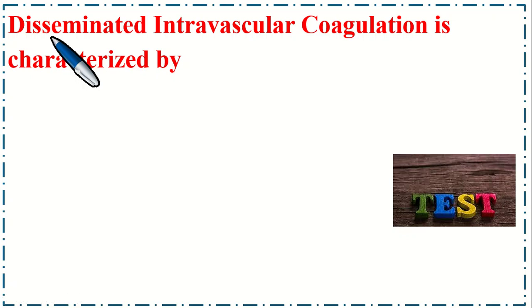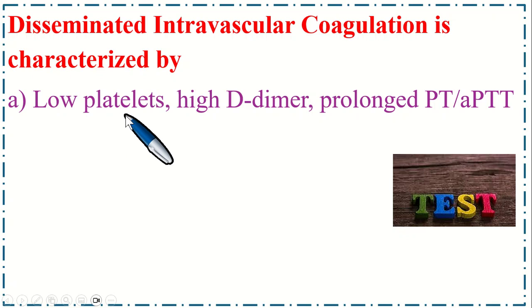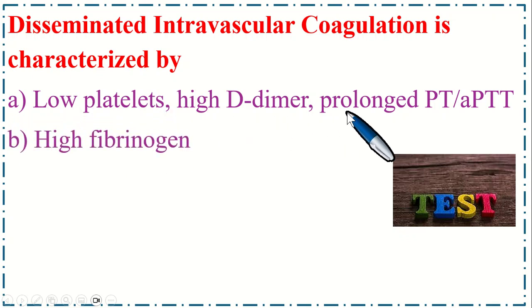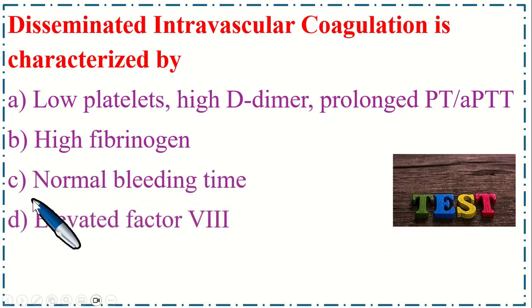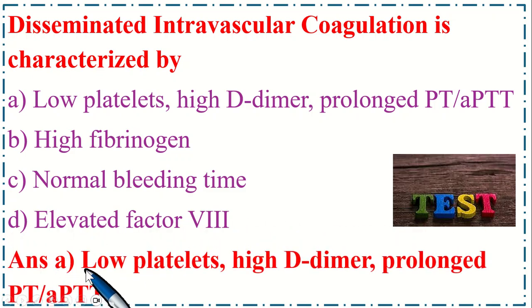DIC, disseminated intravascular coagulation, is characterized by option A, low platelets, high D-dimer, prolonged PT and APTT, option B, high fibrinogen, C, normal bleeding time, and option D, elevated factor 8. So the correct option is A, low platelets, high D-dimer, prolonged PT and APTT.